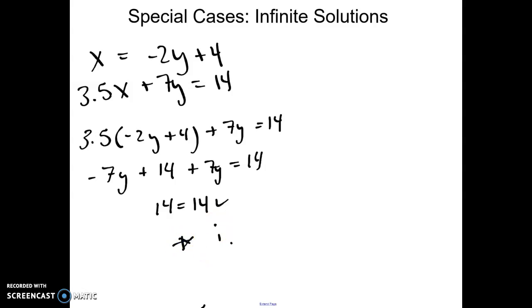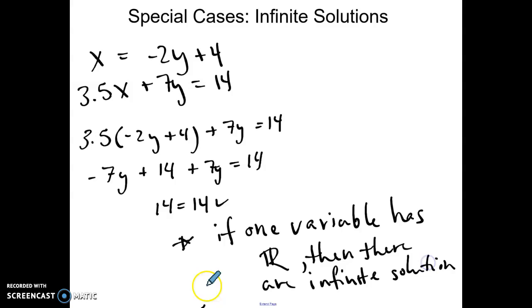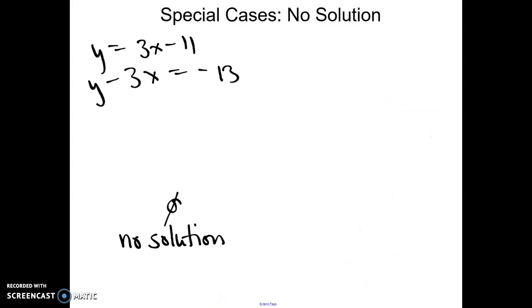So if one variable solves to all real numbers, then there's infinite solutions to the system of equations. They're going to end up being the same line. There's infinite solutions. The other special case happens when there's no solution.